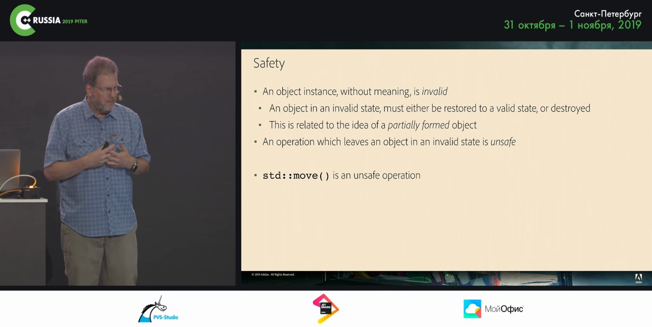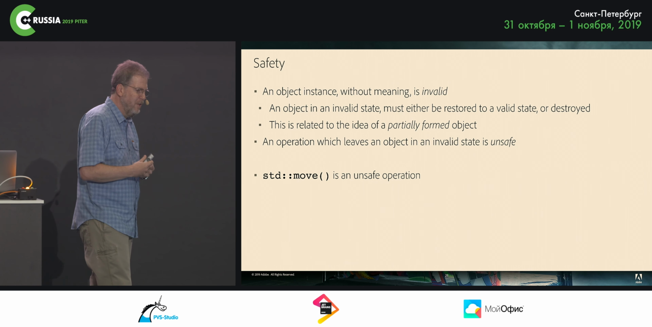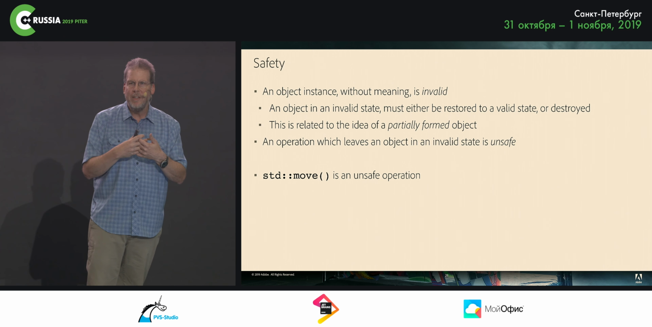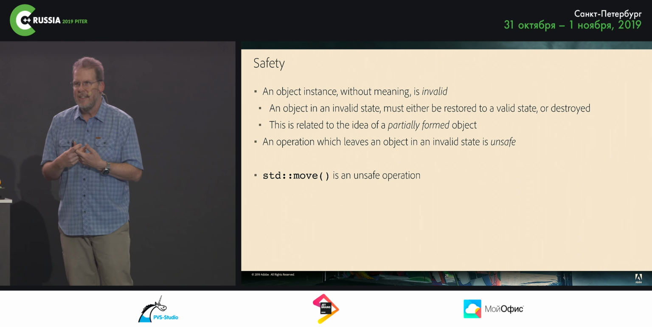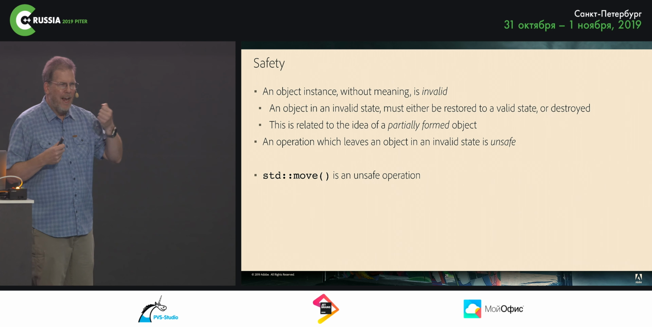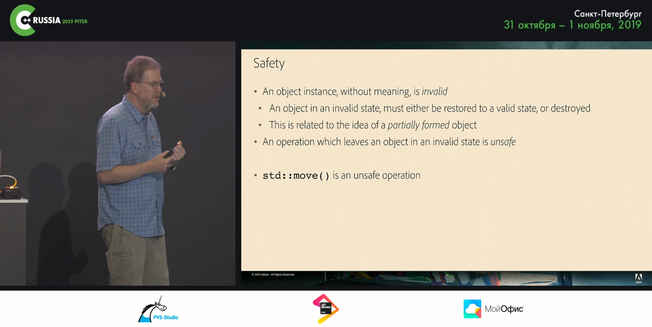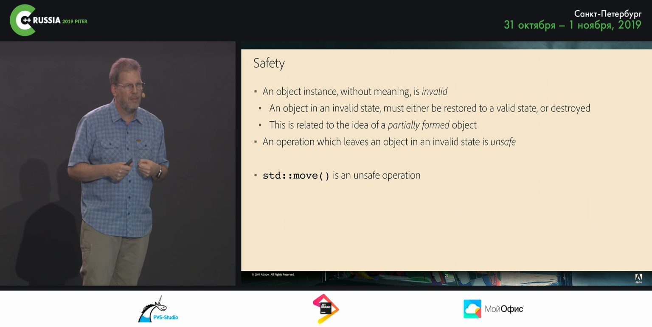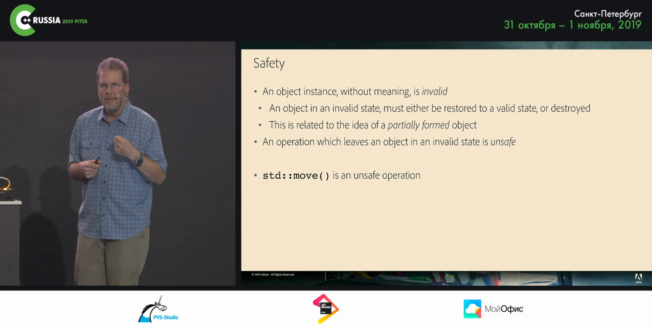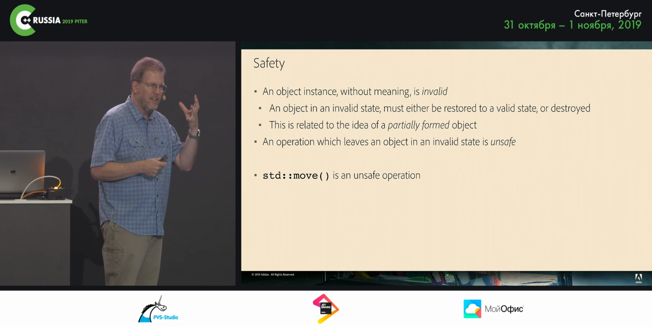So std::move is an unsafe operation. That doesn't mean std::move is a bad operation, right? In fact, it's an incredibly useful operation. It just means that the object that was moved from has no meaning. It's been stripped of its meaning. So what you have to do is somehow restore the meaning on that object or get rid of it, right? So you should be able to always assign to that object to restore the meaning or let it destruct.